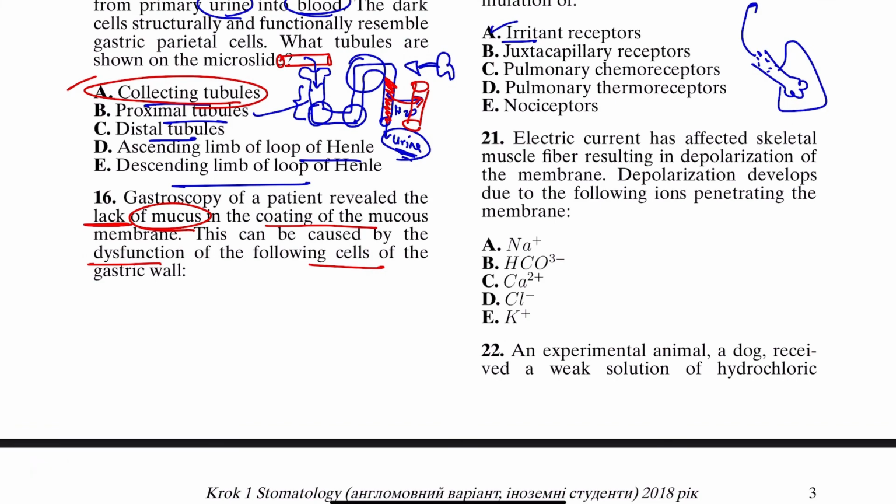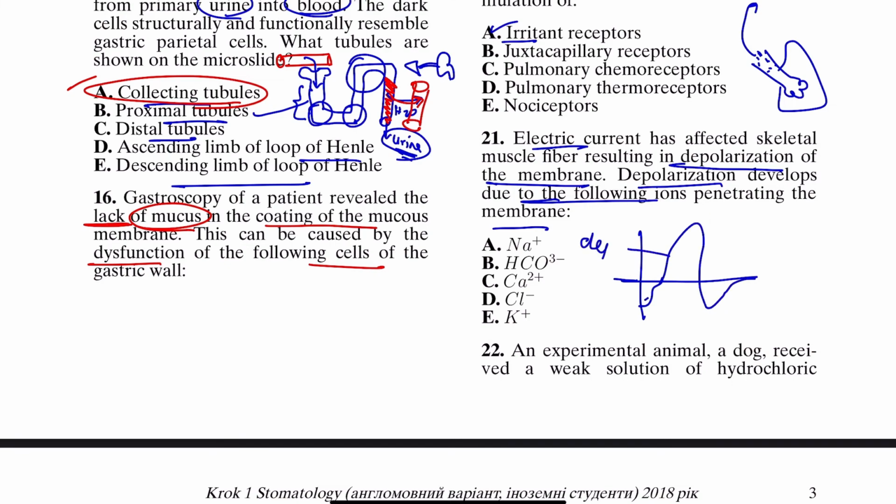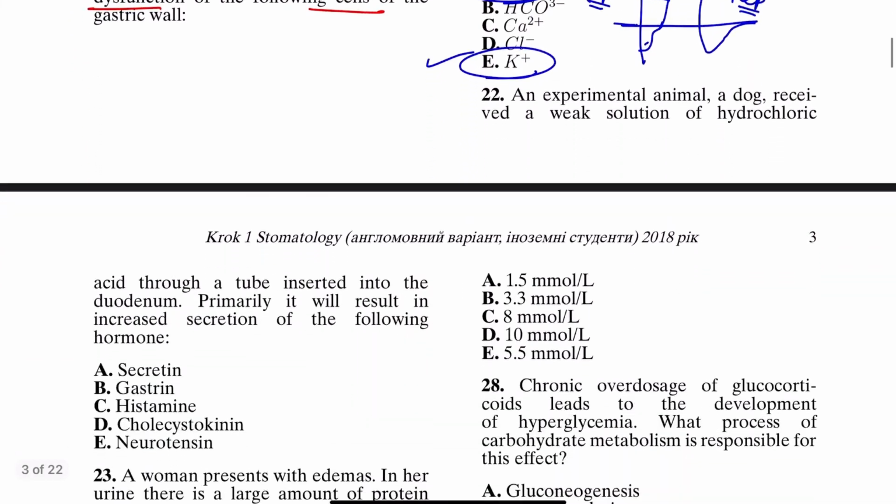We see here electric current affected muscle fiber, resulting in depolarization of the membrane. Depolarization developed the following ions penetrating the membrane. So in the action potential, we have here the depolarization, repolarization. This is depolarization, and it depends on sodium ions. Repolarization, it's the cell resting, it depends on potassium ions. So here, depolarization, sodium ions.